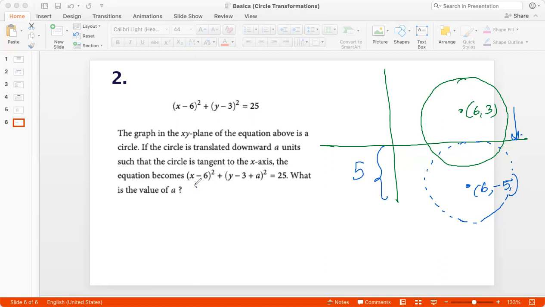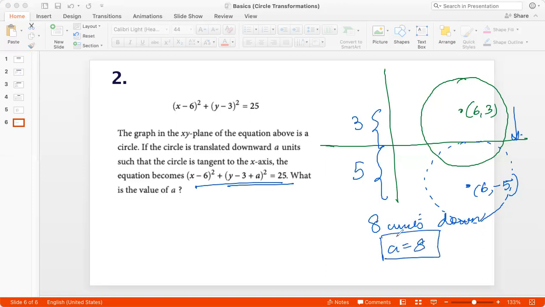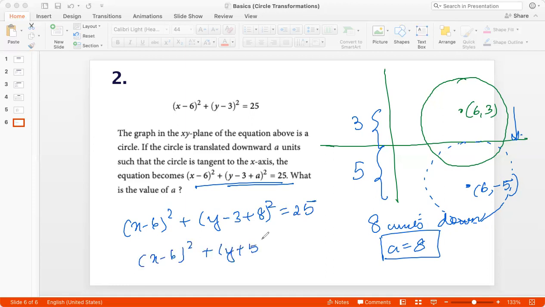So what is the value of a? How much have I moved it down? Here it was 3, and here it is -5. So I have moved it 8 units down. So a needs to be 8. Let's verify it. If I put (x - 6)² + (y - 3 + 8)² = 25, so (x - 6)² + (y + 5)² = 25, which means the center of the transformed circle should be (6, -5), and that's exactly what we got when we moved it down.